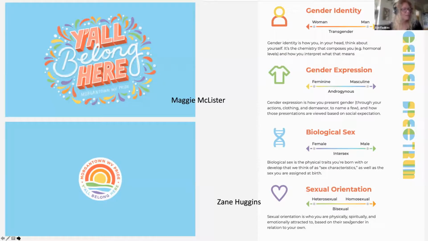Maggie McClister got to practice her hand lettering on cards for Pride. Zane Huggins took pronouns and other terms to make a booklet to educate allies.